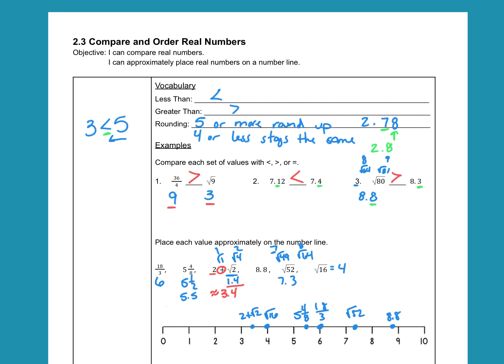If we needed to compare, for example, these two here, I could say that 2 plus square root of 2 is less than square root of 16. I know that because it's further left on the number line. Or here I could say that the square root of 52 is less than 8.8 because it's also further to the left on the number line. So we could also use a number line to help us compare numbers as well.